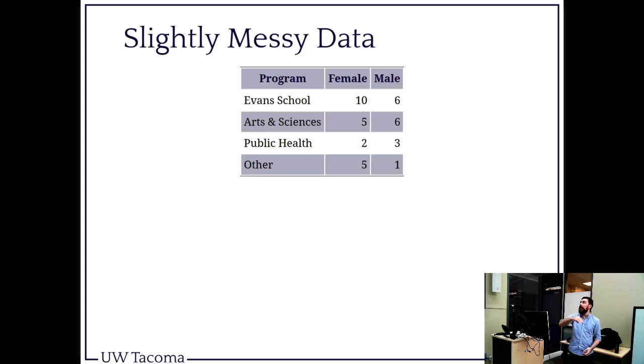Okay, so once we get past all those spot checks, let's say some data comes in. You have some data like this. This is actually a real tabulation of students, I think, from a particular class I had. So this is a normal table you might see. It has a column for the program, and the number of female and male students in 4 different schools: the Evans School, Arts and Sciences, School of Public Health, and then other.